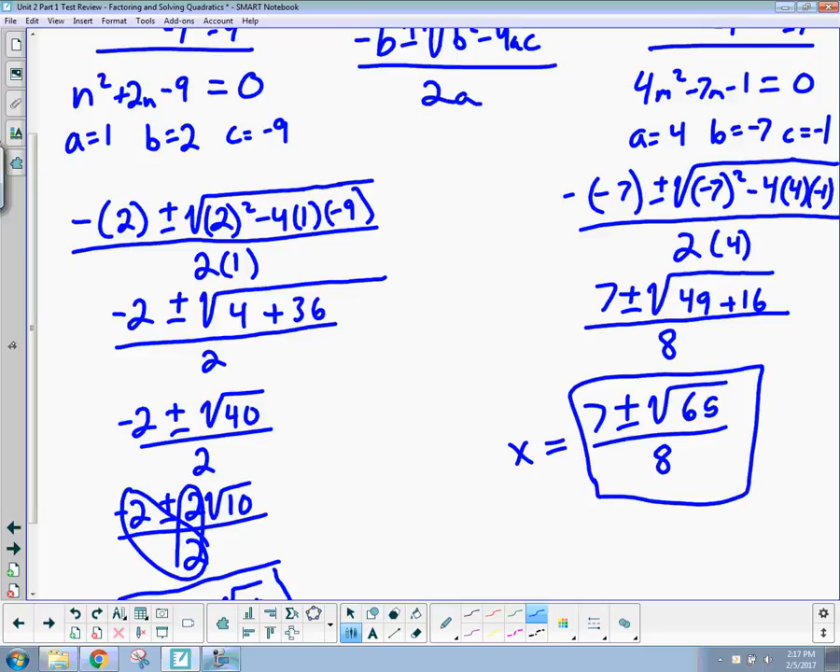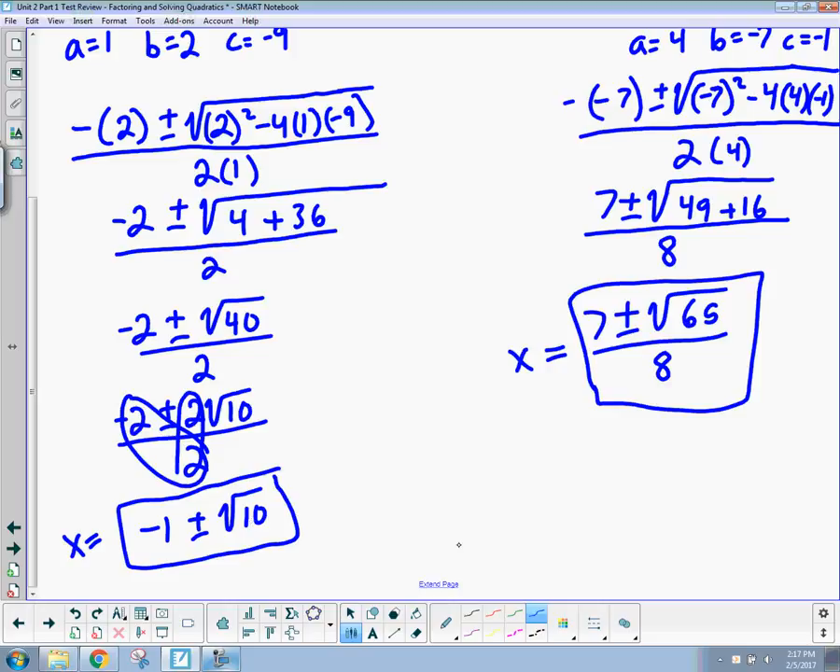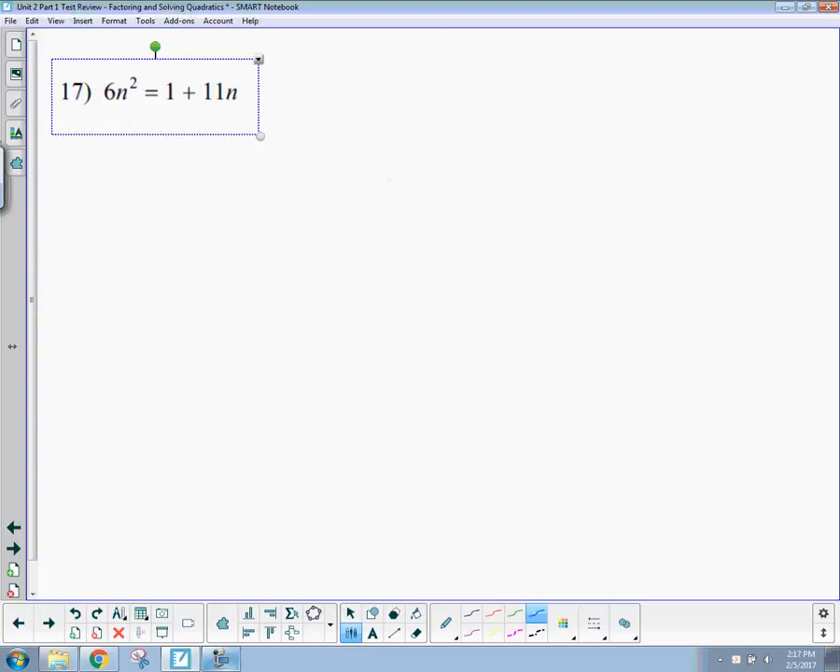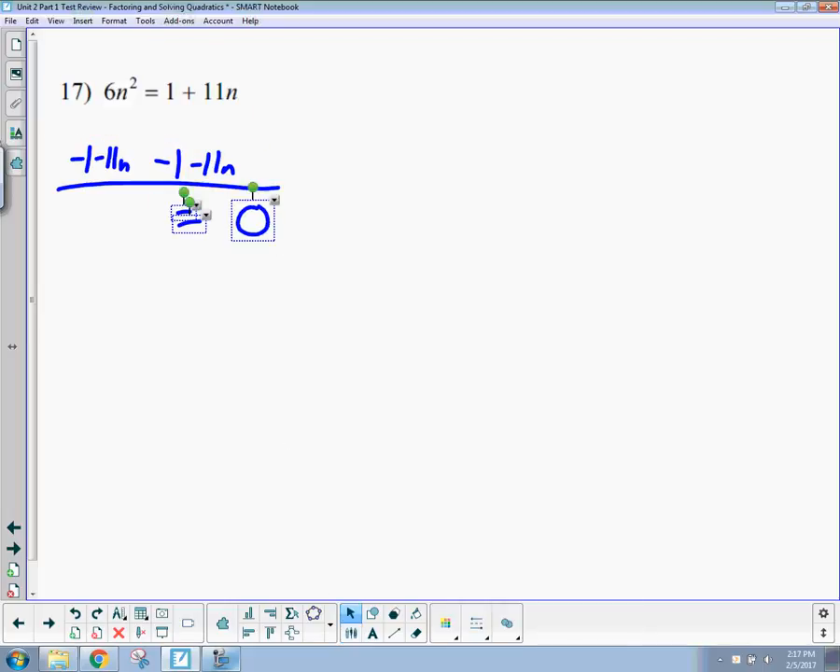Alright, is this the last? Alright, this one's the last one. Let's see here. Subtract 1, subtract 11n, because you got to make it equal 0. So that equals 0. Alright, here we go. So 6n squared minus 11n minus 1. Again, in standard form. A is 6, B is a -11, and C is -1.